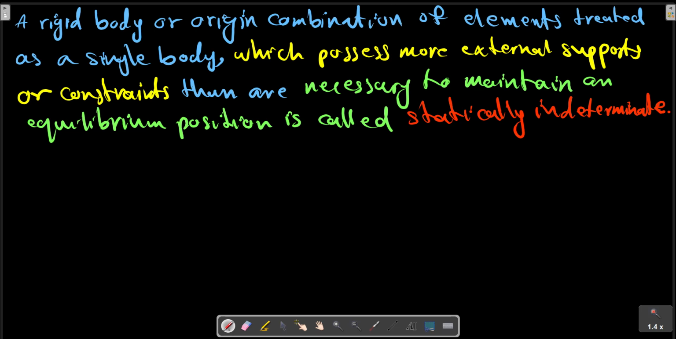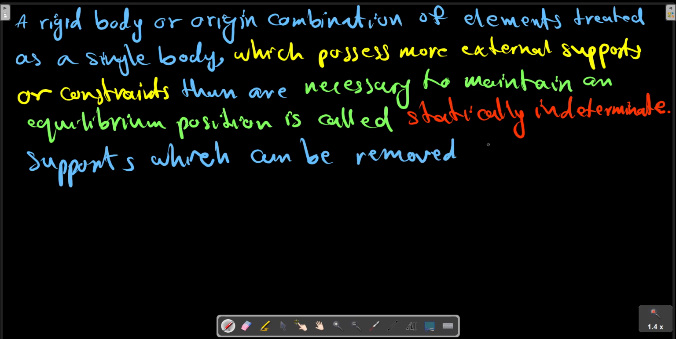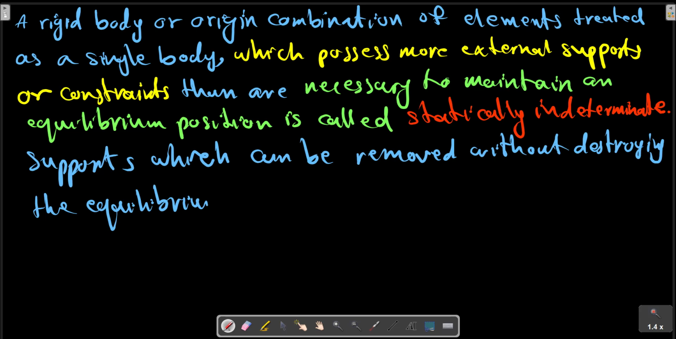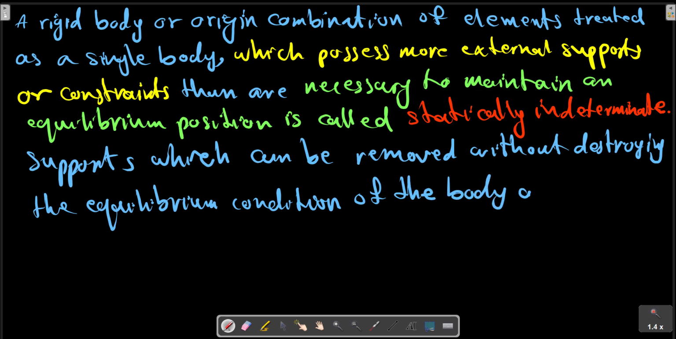Supports which can be removed without destroying the equilibrium condition of the body are said to be redundant.